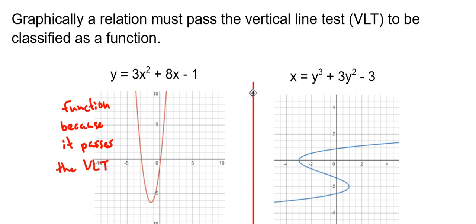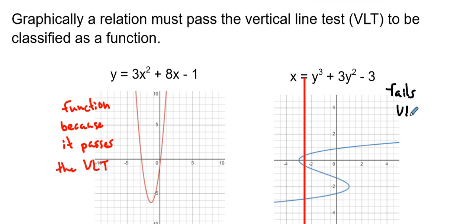Over here, for this other relation, we can see, oh, it looks like it's going to be a function. And then as soon as we get to this spot, now it's touching this vertical line in 3 locations. So this example here fails the vertical line test. So we're going to say it fails the vertical line test, and therefore it's not a function.